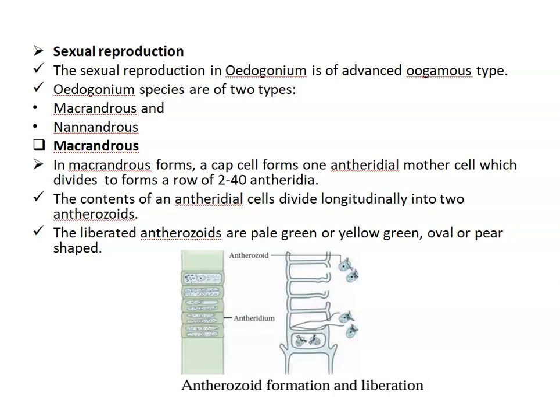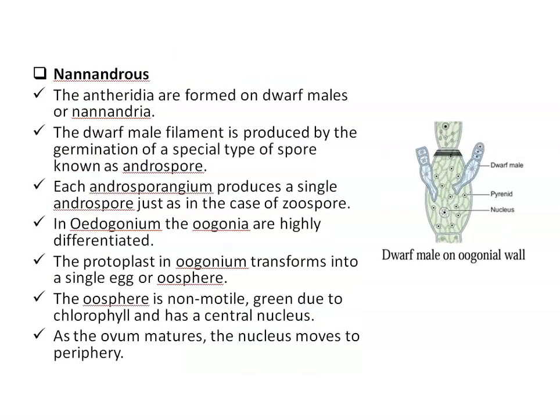Nannandrous, here antheridia are formed on dwarf males or nannandria. Means here oogonia are normal in size and the antheridia are produced on a special type of dwarf plants known as dwarf male. So dwarf males are formed by androspores which are produced in androsporangia.